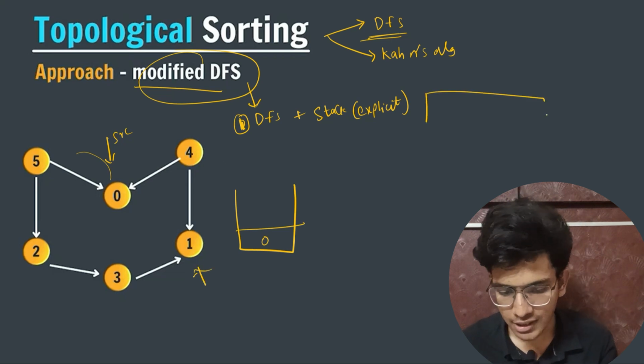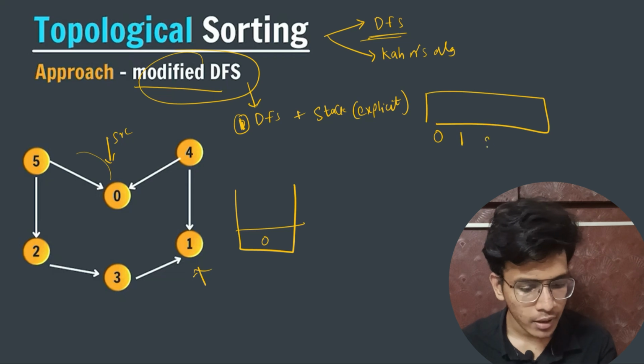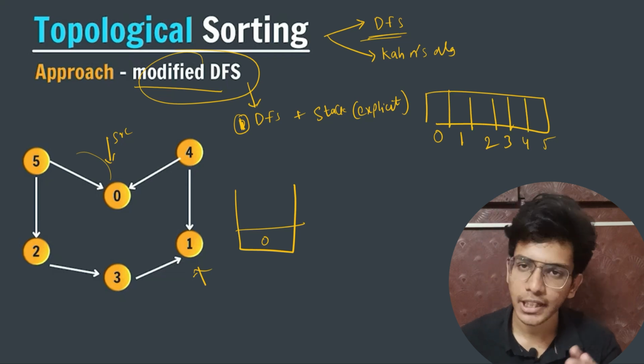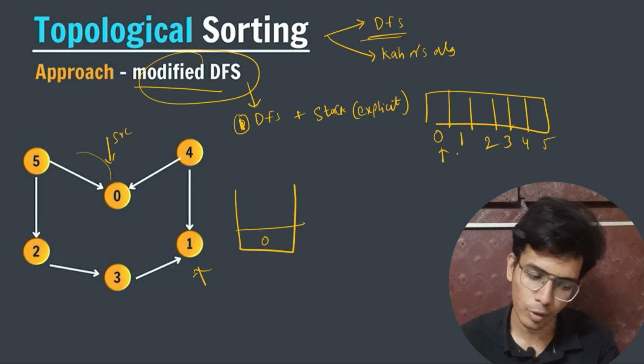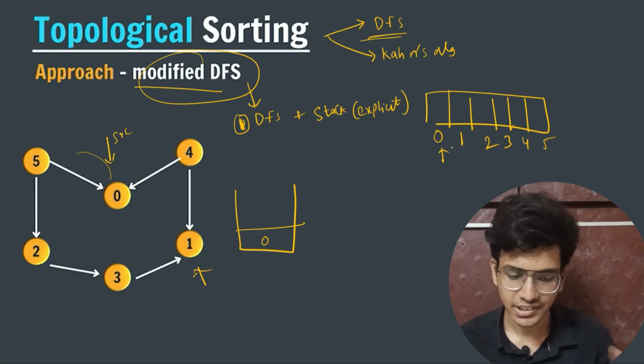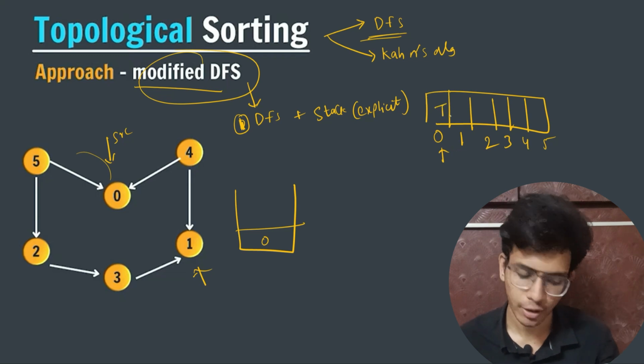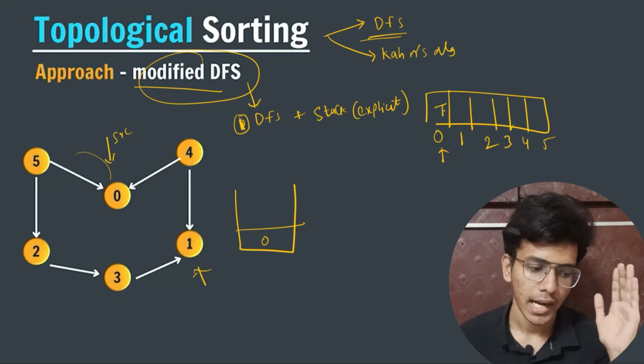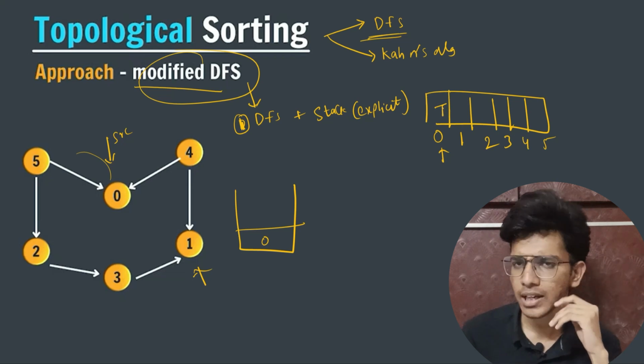This is my stack, right? This is my visited array: 0, 1, 2, 3, 4, 5. All the elements are assigned with false. So first of all I am at 0 and I have added 0 into my stack. I will make this true. Now from 0 I will go to 1 and I will check from where I can go.